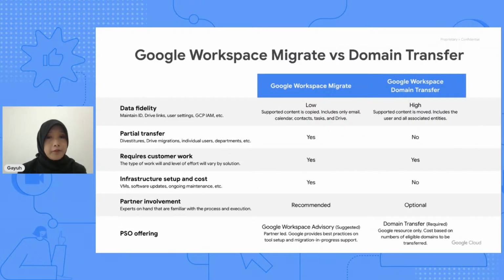And so apart from domain transfer, you might have heard about Google Workspace Migrate as an alternative in migrating workspace environment. So how does that differ? In Workspace Migrate, the supported content is actually copied. Like all the emails, calendars, contacts, tasks, and drive are copied between the environments. But in domain transfer, the supported content is moved, not copied, between the 2 environments.